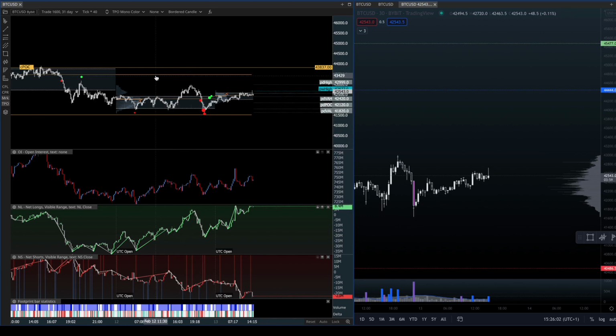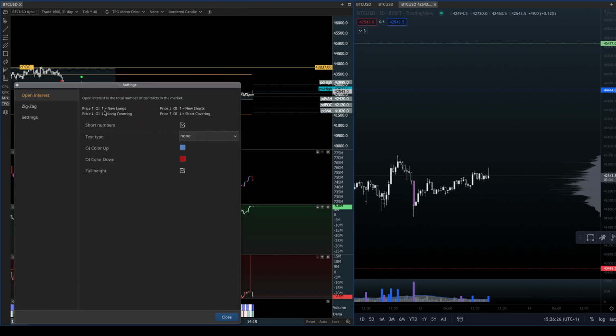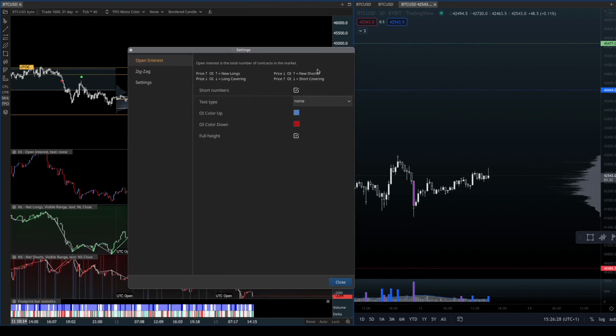And if open interest goes down and price goes down and open interest is going, Jesus, I got a little bit lost in what I was saying. If you go to Exocharts, let me actually show you. It's going to be here as well. If you add the open interest indicator and click here on the settings, this is the explanation. I'm sorry, I got a little bit lost.